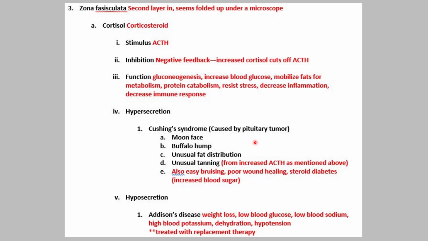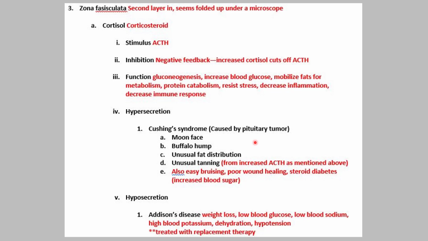So now moving deeper into the cortex, we get to the zona fasciculata, the second layer in of the adrenal cortex. And like I said, under a microscope, it seems kind of folded back and forth on itself. Here is where cortisol comes from. Cortisol, remember, is the corticosteroid, so it also is a steroid hormone. Its stimulus is ACTH, that same hormone that we saw a moment ago with aldosterone, adrenocorticotropic hormone.